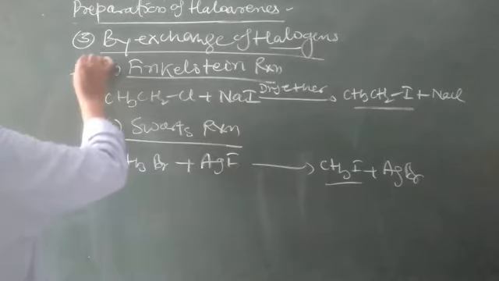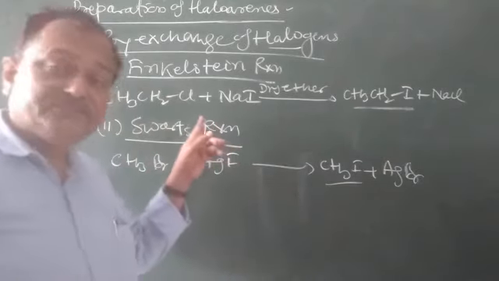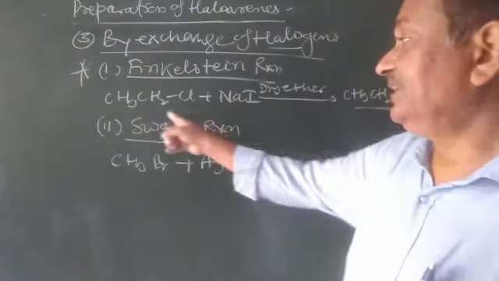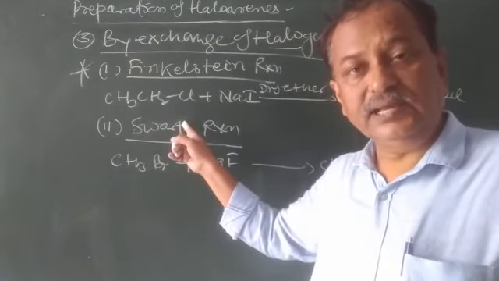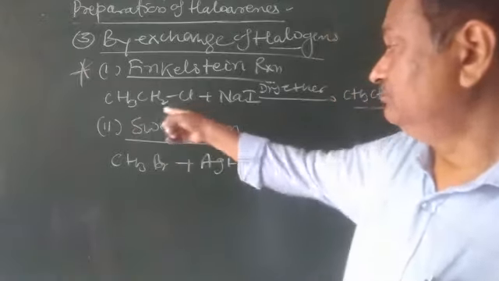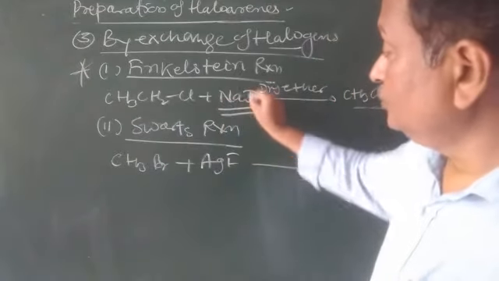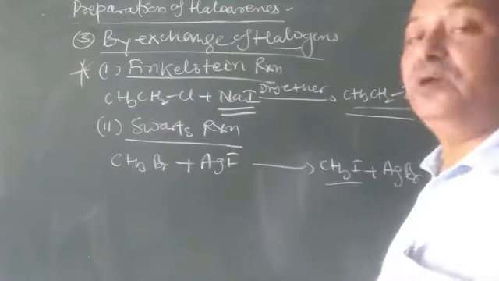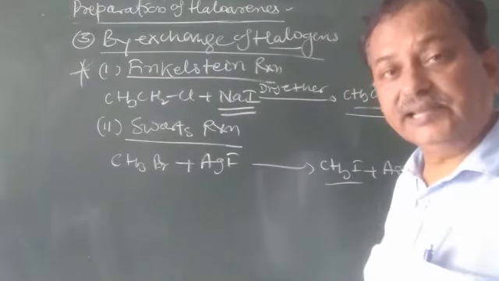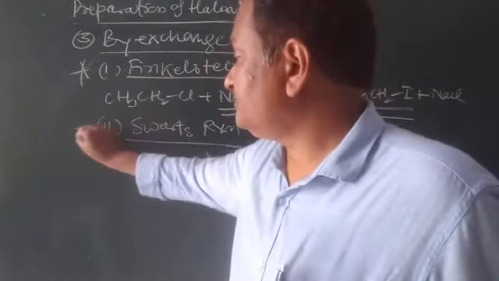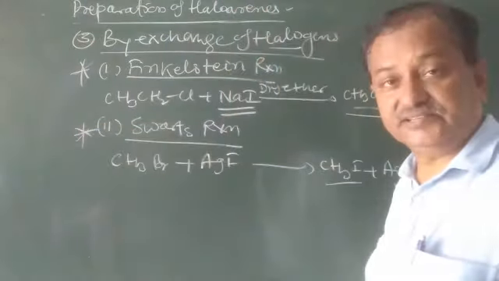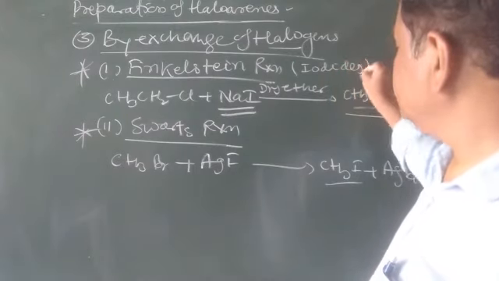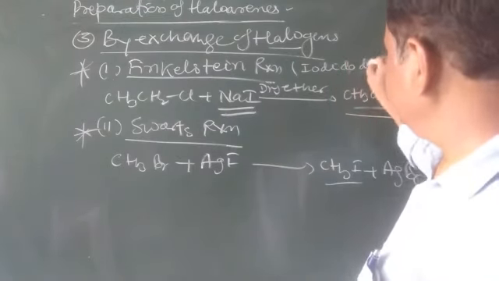And this is a very important reaction. These are name reactions, and the first is the Finkelstein reaction. In the Finkelstein reaction, we take a haloalkane like chloroethane, and we take sodium iodide, and in the presence of dry acetone there is formation of the corresponding iodoalkane. Similarly, the other is the Swarts reaction, also a very important name. This is for the iodo derivatives.